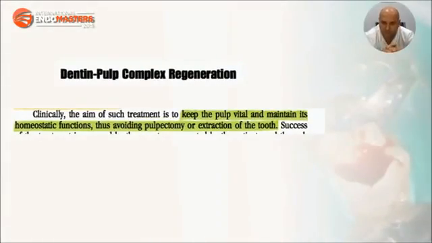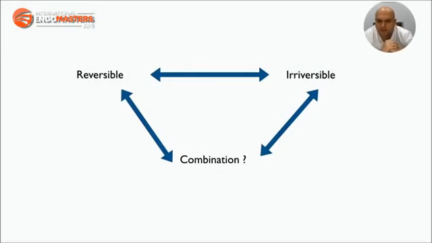As far as dentin pulp complex regeneration concerns, the aim of such treatment would be to keep the pulp vital and maintain its homeostatic functions, avoiding pulpectomy or extraction of the tooth. The problem with vital pulp therapy is the diagnosis of the pulp tissue condition. Is the pulp tissue inflammation irreversible, or in some locations the inflammation may be reversible and in other locations irreversible, and how all these things can be assessed clinically in a child.